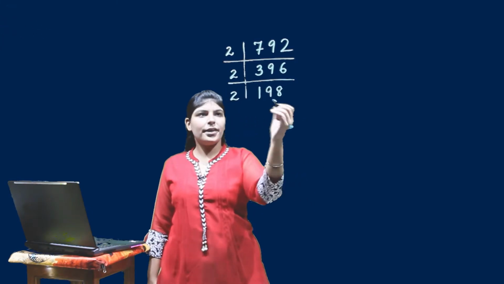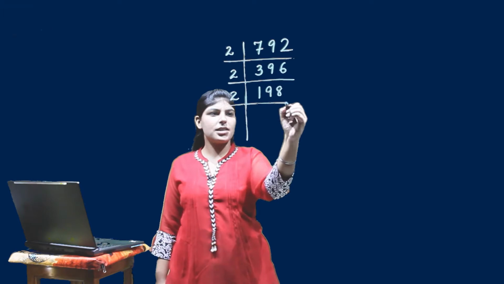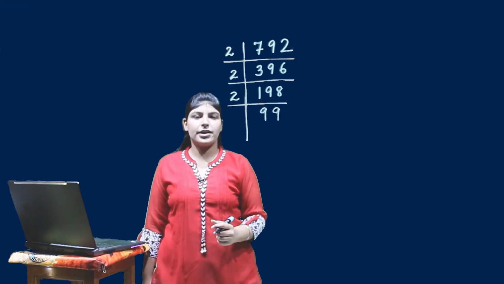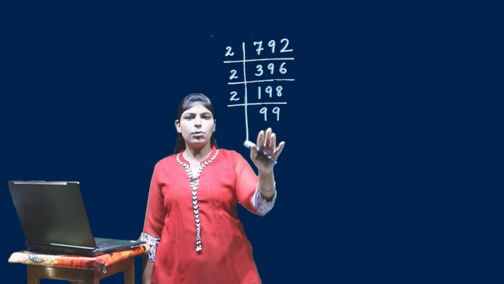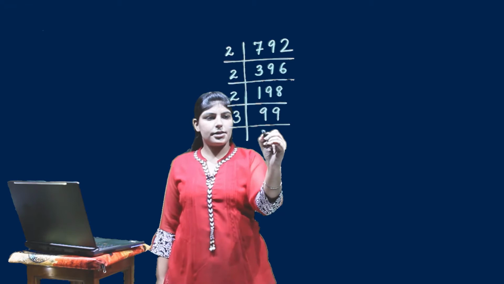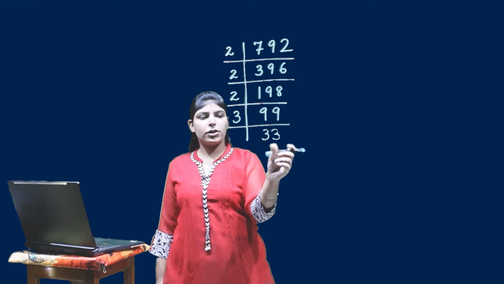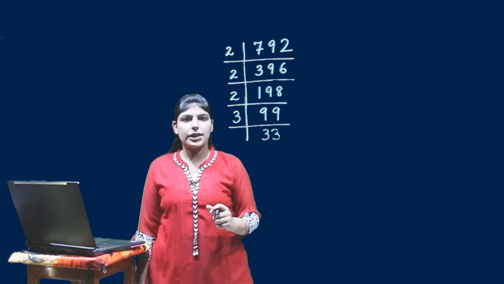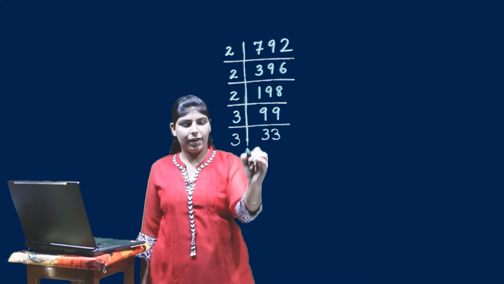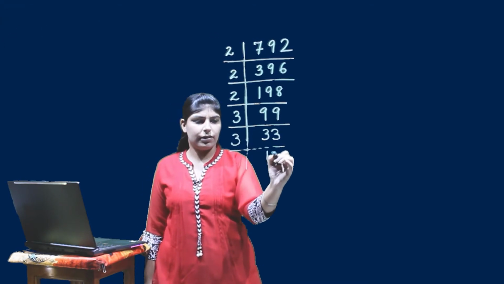Now when I divide 198 by 2, I'll get 99. Now I need to find out the prime factors of 99. It is not divisible by 2. I'll move on to the next number, that is 3. It is 33. Now I need to find out the prime factors of 33. Again this is divisible by 3. I'll write 3 as its prime factor and I'll get 11.